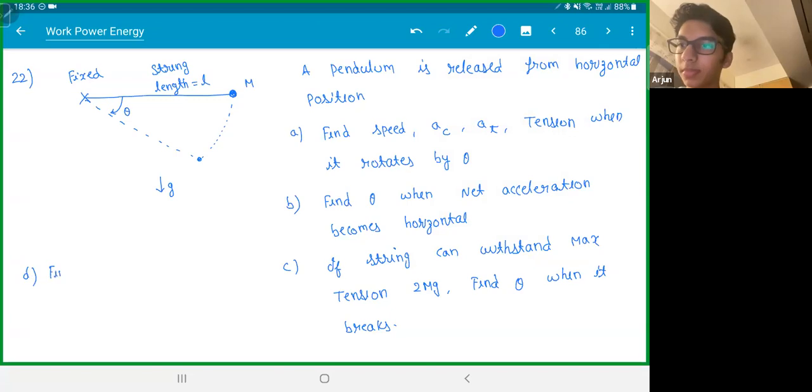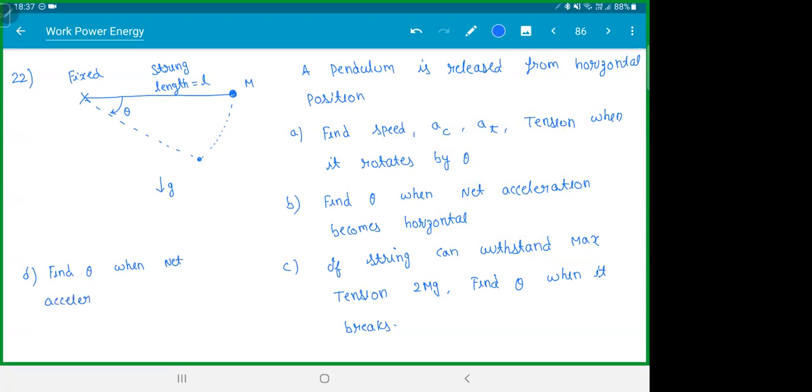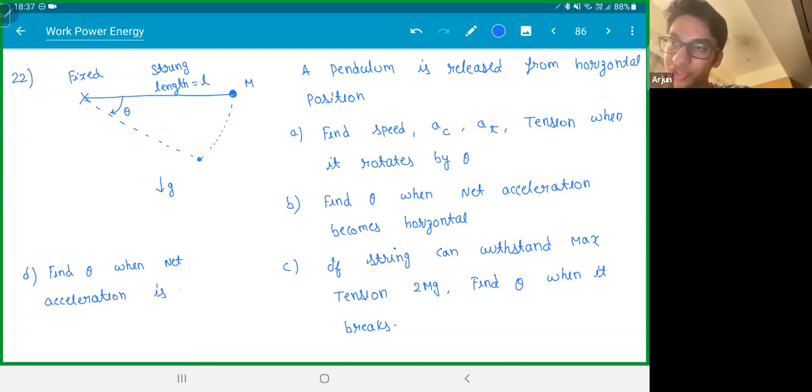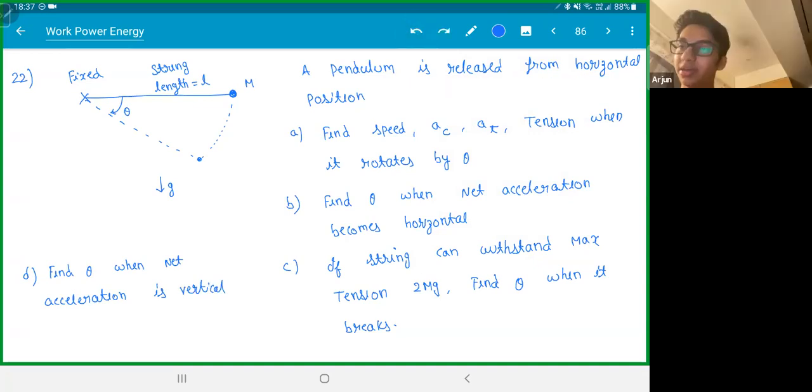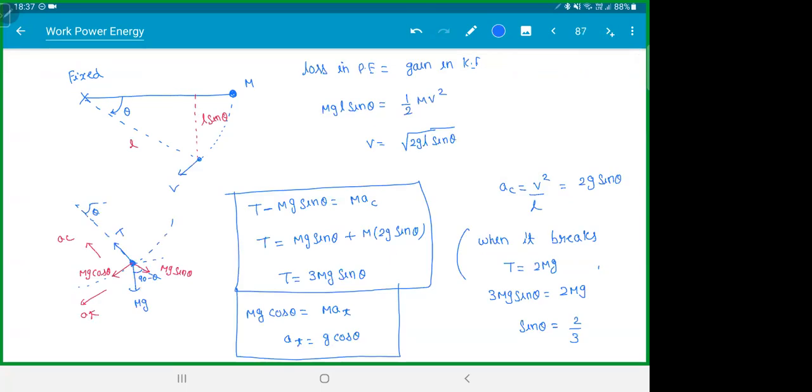For the velocity, could we have assumed the initial position to be the zero line? And initially, it should be having some. Achha, no, it's wrong. Here we said it is released from the horizontal position. Aditya, you are right. Others try. Find theta when the acceleration is horizontal.